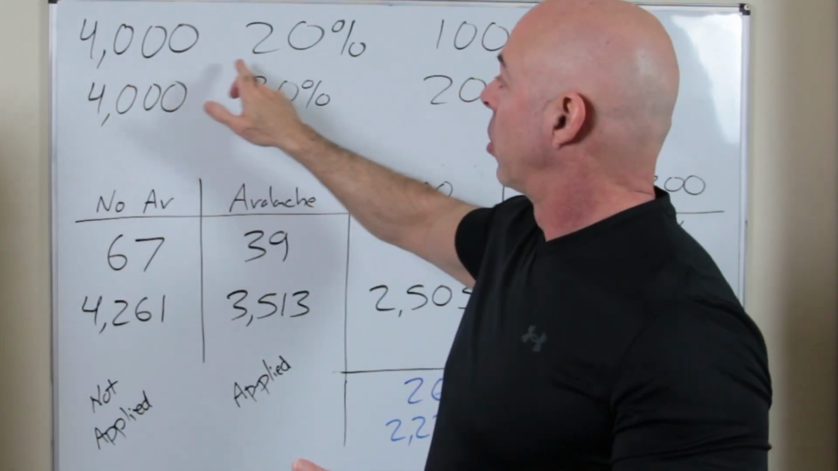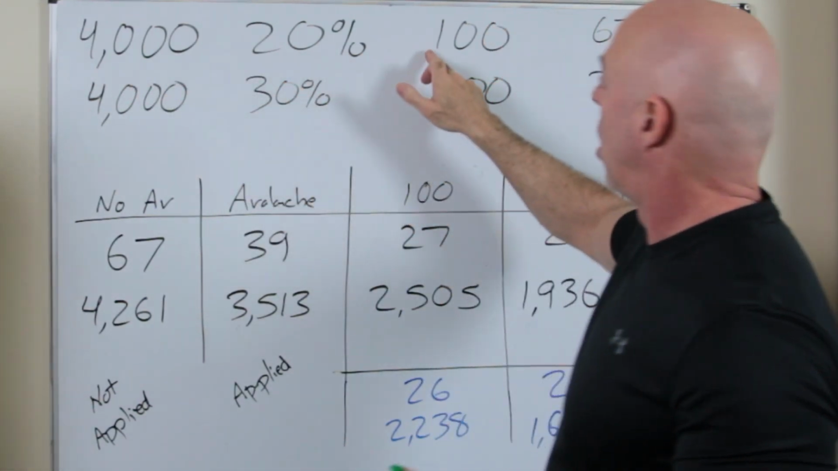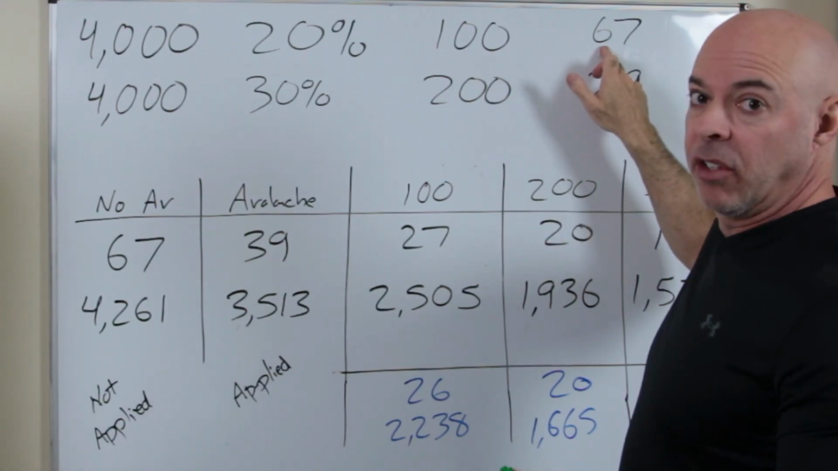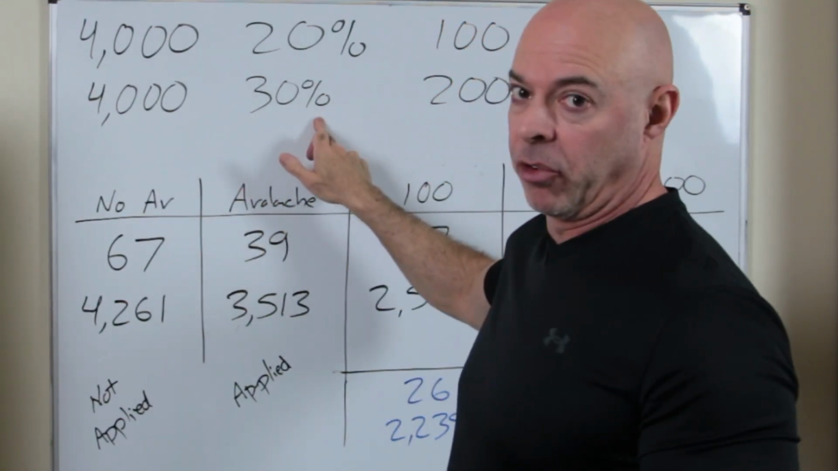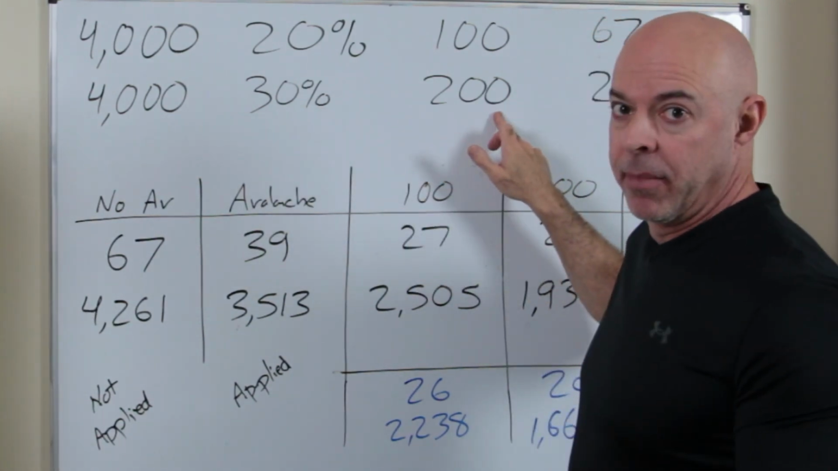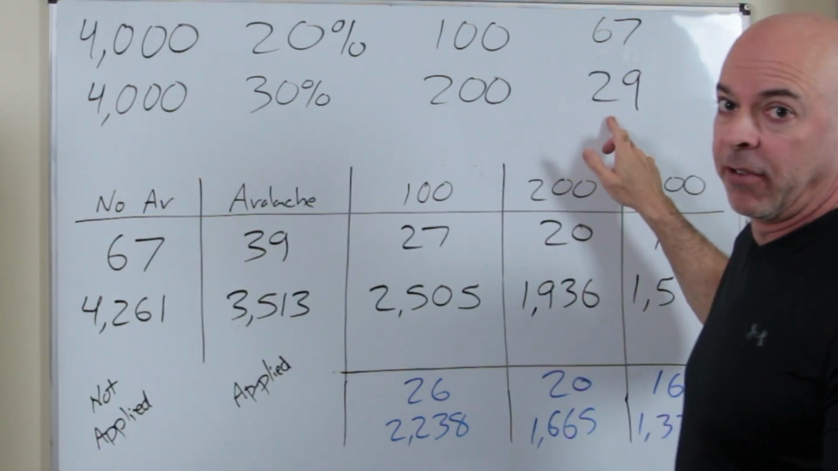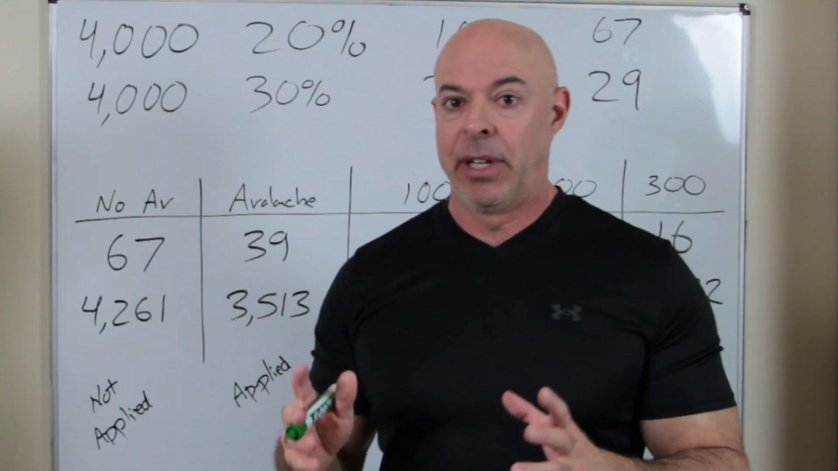$4,000 balance on a card at 20%. With a $100 a month payment, it's going to take 67 months to pay off. $4,000 balance at 30%, $200 payment, it's going to take 29 months to pay off. Okay, so we're discussing the Avalanche method.